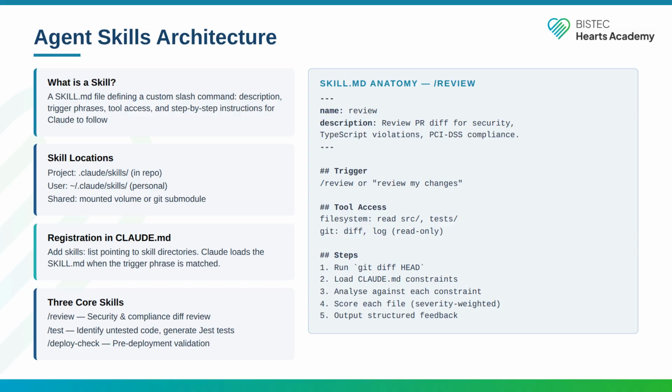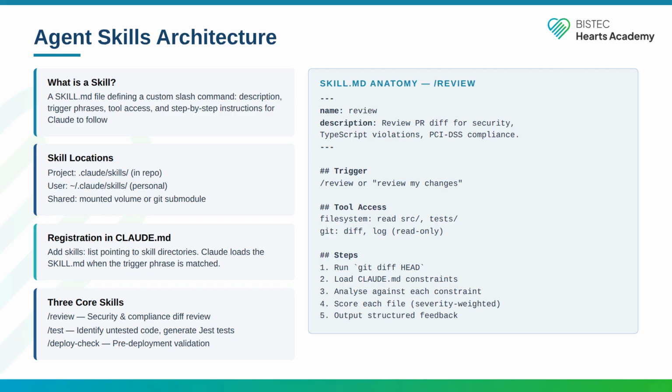The skill in the SKILL.md format has a front matter block with the skill name and description, followed by a markdown body. The body defines trigger phrases that activate the skill, the tool access the skill requires, and a numbered sequence of steps for Claude to follow. The output format section at the end is critical. It defines the contract that downstream consumers, like your pipeline's quality gate parser, depend on. Change the output format and you break the pipeline.